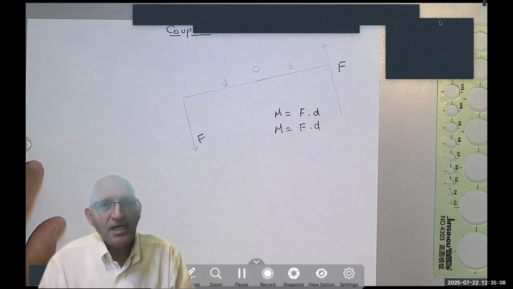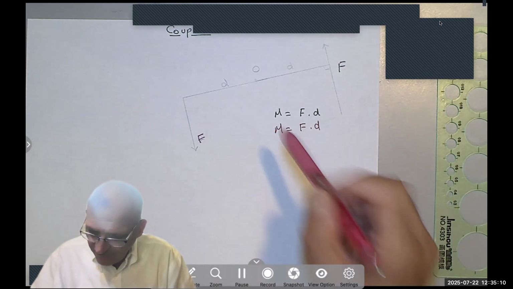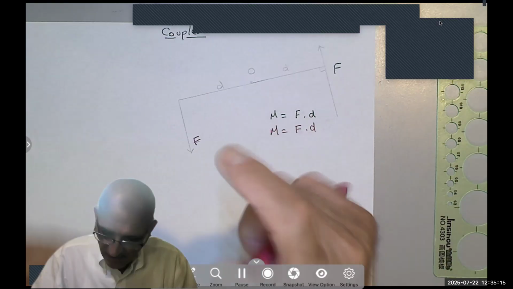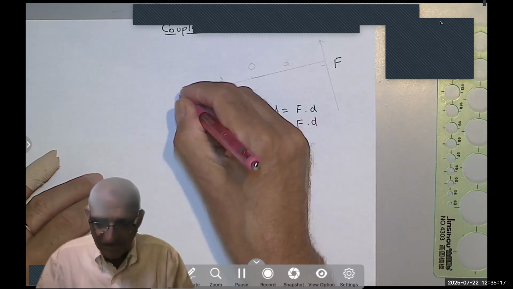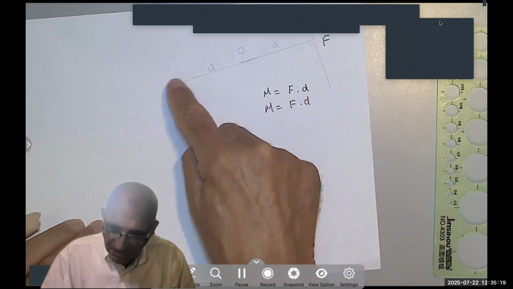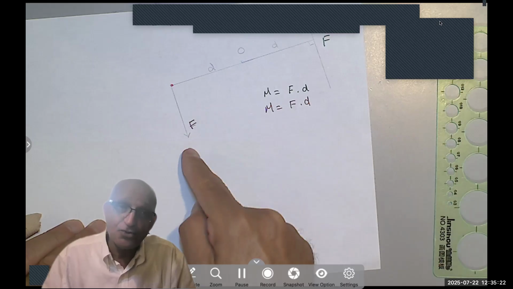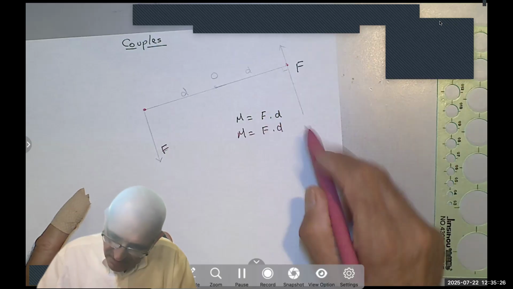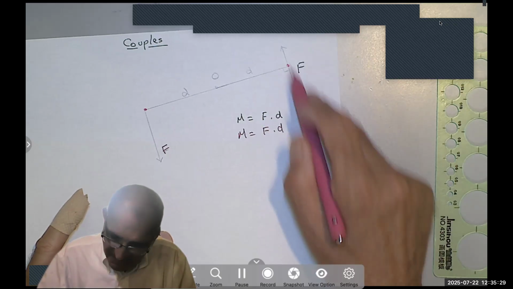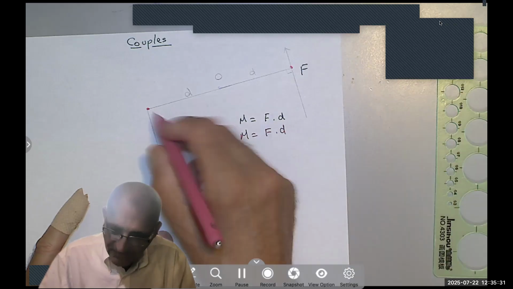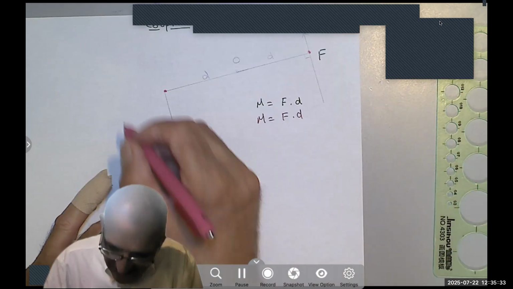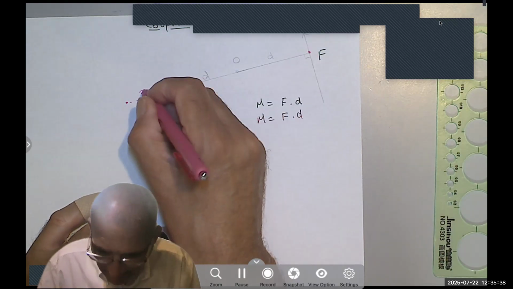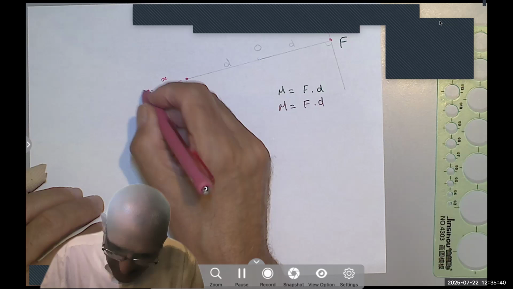What do you mean? I mean that if I take the moment of this couple about this point, I get 2FD. Let's try to take it about this point. I get F times 2D plus 0 because this one passes through that, so I get 2FD. If I try to take it about this point, this force doesn't produce moment, it's 0, but this one is F times 2D.